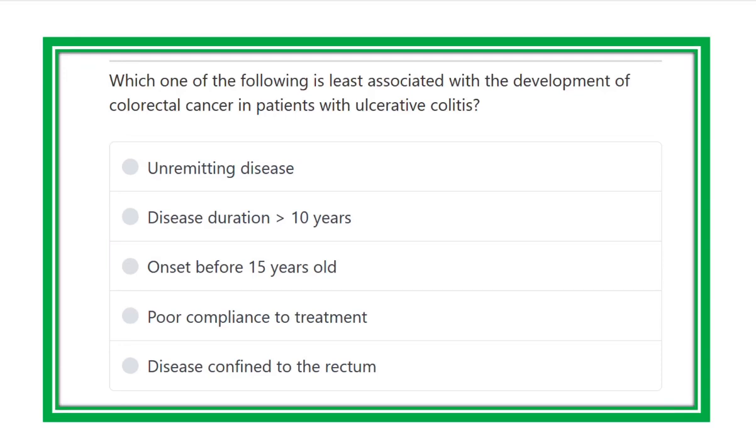Which one of the following is least associated with development of colorectal cancer in a patient with ulcerative colitis? It is one of the easy, short questions. In case of ulcerative colitis, there is a chance of development of colorectal cancer, but we have to find out which is the least associated with development of colorectal cancer in an ulcerative colitis patient.